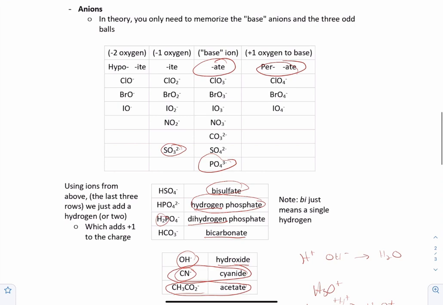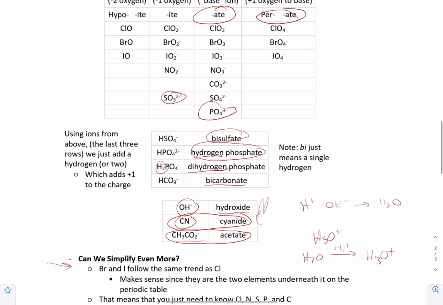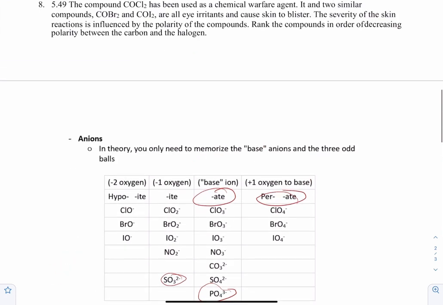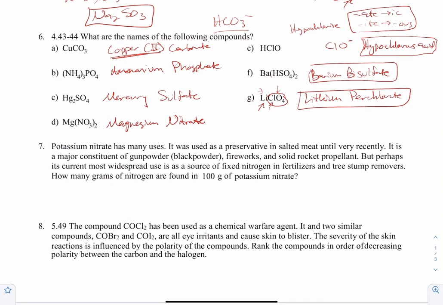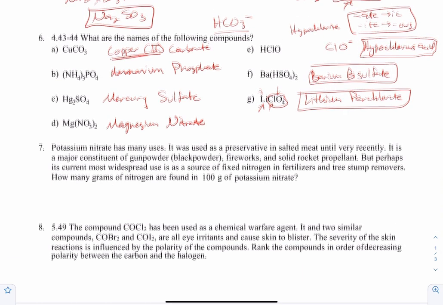This pattern, as long as you can understand it, and then know at least some of the exceptions to it as well, I feel like it'll make memorizing these names a lot easier, and naming ionic compounds a lot easier as well. Okay. All right, number 7, potassium nitrate has many uses.